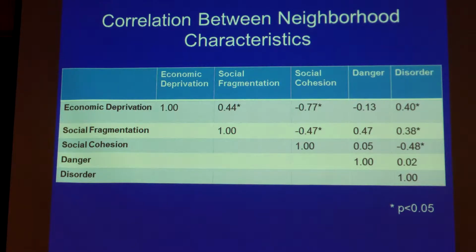So I tested the model including all five neighborhood characteristics, and then I also took out social cohesion, but the results were similar. So I'm going to present the results with all 5 neighborhood characteristics.